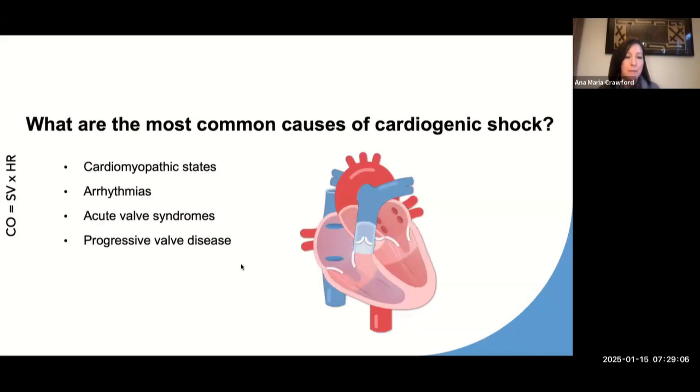The arrhythmias, I think, are a very interesting thing for people to recognize, going back to the equation for cardiac output, because it's the stroke volume times the heart rate. So if you have a dysrhythmia where the heart's unable to fill because it's too fast or uncoordinated, then that definitely will drop the cardiac output.